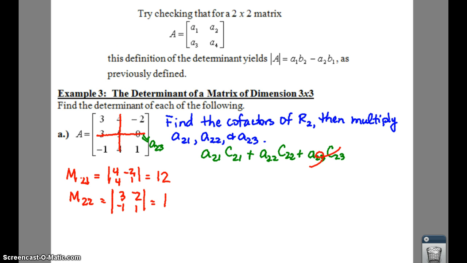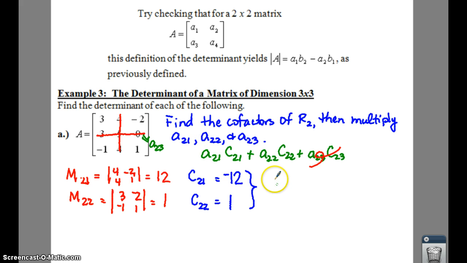Now we need to find our cofactors for each of these. For the cofactors of sub 2 1 and sub 2 2, if these two numbers add up and give you an odd number, then you have to change the sign of your minor. If they add up and give you an even number, then you just leave it alone. So this is going to stay as a 1, and this is just a nice little shortcut. For 2 1, these add up to 3, which is odd, so it gives you a negative 12.